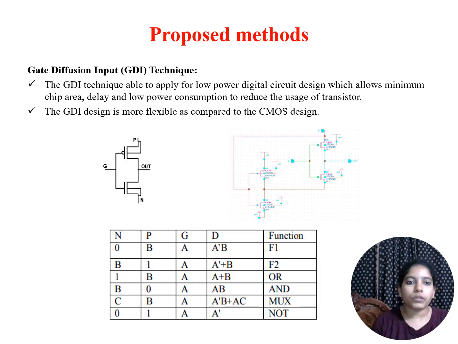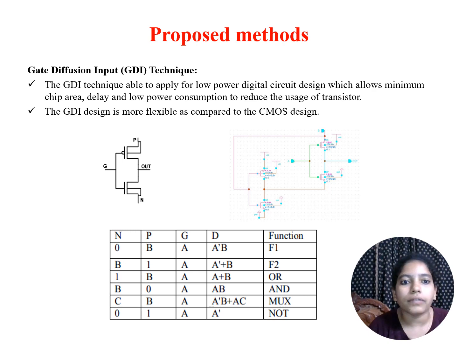So these are some of the proposed methods. First, we will discuss the gate diffusion input technique. The gate diffusion input technique is more flexible as compared to CMOS design, and the GDI technique can be applied to low power digital circuit designs, which allows minimum chip area, delay and low power consumption by reducing the usage of transistors. If we reduce the transistor count, the silicon chip area will also reduce, which will help to design the circuit in chip form. And this is the basic diagram of the GDI cell.